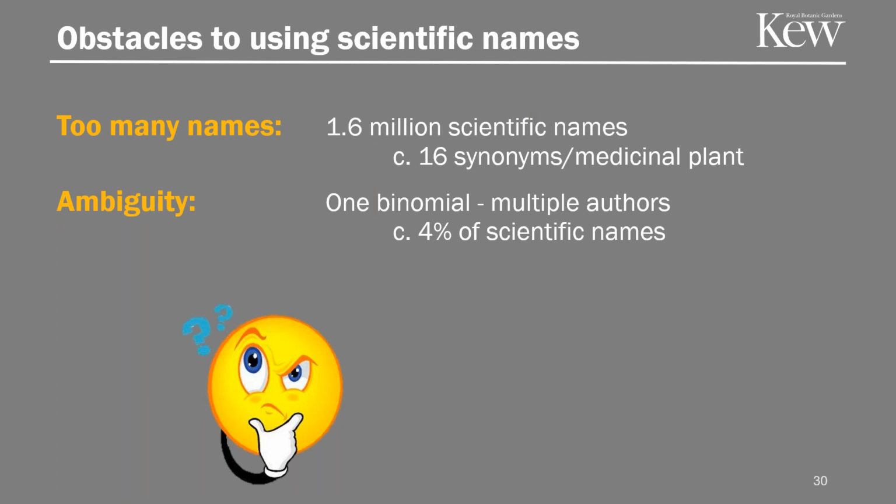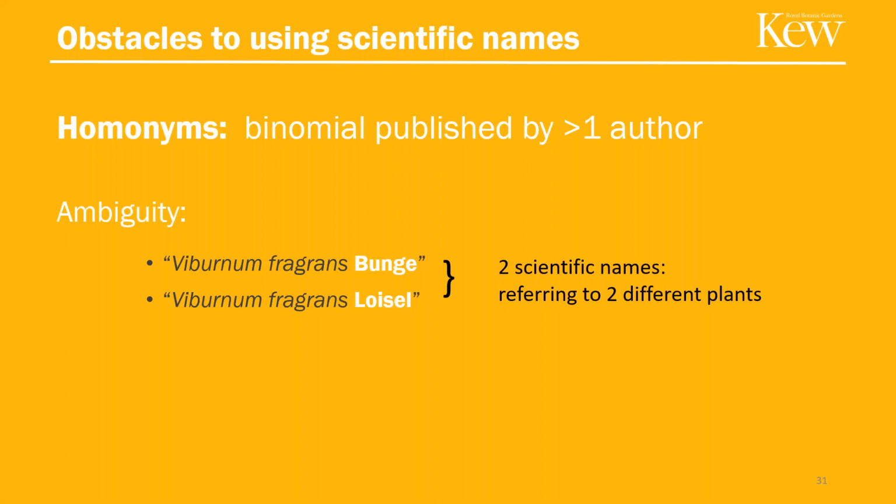So there are too many names, and then there is the business of ambiguity. I mentioned homonyms in the case of bluebells at the outset, but actually this occurs with scientific names, astonishingly, as well. So Viburnum fragrans, as published by Bunge, is a name referring to one plant. Viburnum fragrum, as published by Loisel, refers to an alternative plant. They won't both be the accepted name, but nevertheless they can be synonyms of different plants. And so saying Viburnum fragrans is ambiguous. I might mean two different plants.